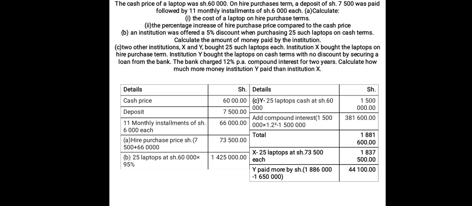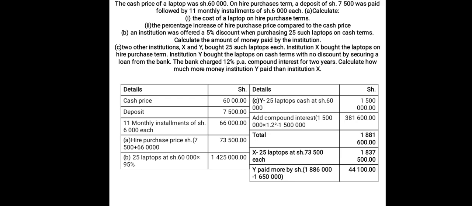Now, part 2, you have been asked the percentage increase in hire purchase price compared to cash price. Now, you take the difference between the hire purchase and the cash price, that is 73,500 minus 60,000, and then take the difference all over 60,000 multiplied by 100, we get the percentage increase.